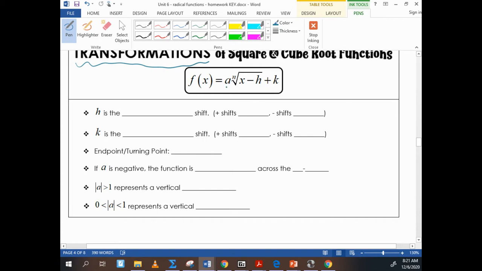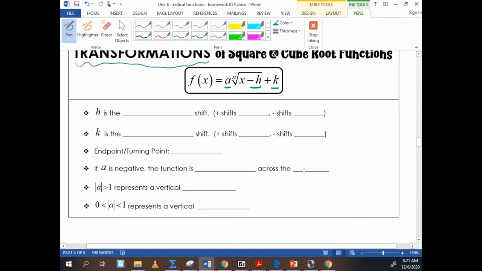Now, notice you're going to see some letters that you've seen before. There's our A. Again, this A, you should associate it by now with reflecting. If it's positive, it's just the normal shape of a parent function, but if A is a negative number, remember it reflects it or flips it over the x-axis. This H should be familiar, this K should be familiar. So let's talk about those.